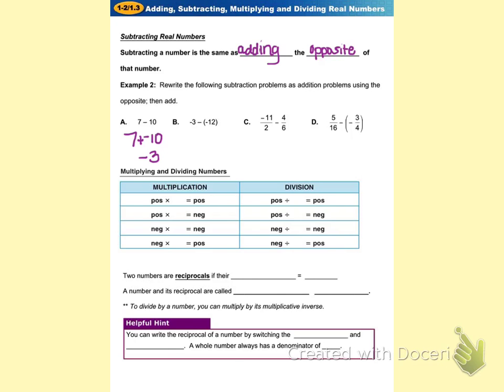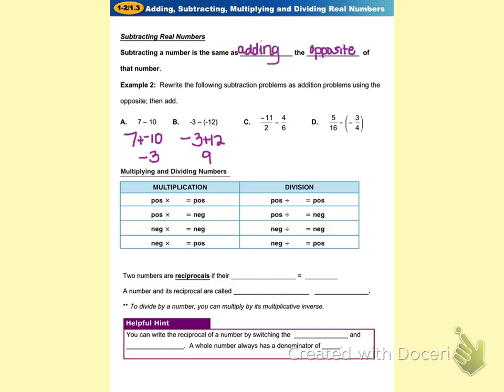Looking at example B, we could rewrite this as 3, and then when we change the subtraction to a plus, we have to take the opposite of what comes after it, and that makes that -12 a +12. And then putting those together, that's going to give us a +9.